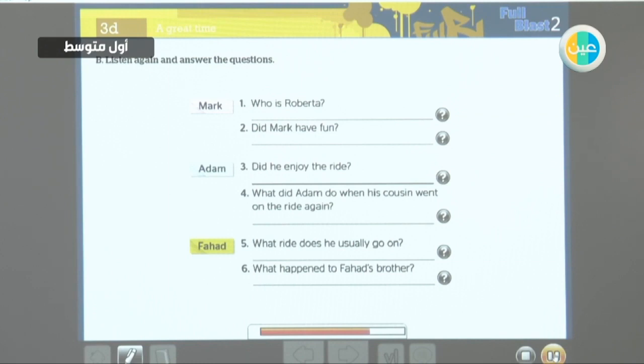Fahad. My brother and I went on a great ride at the fun fair yesterday. Our favourite is usually the roller coaster, but we didn't go on it. There were too many people waiting. The ride was called Splash.